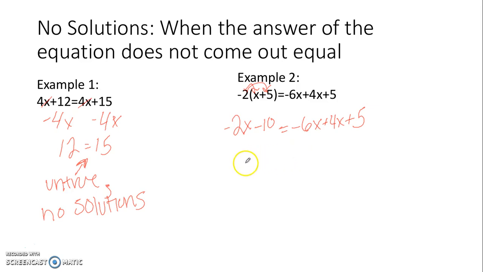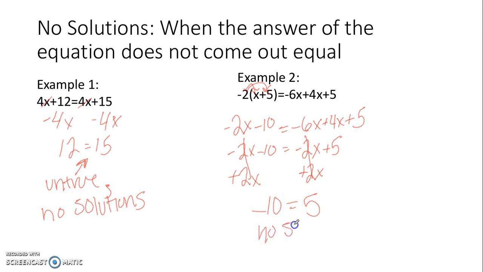Okay, next step, we're going to combine our like terms. On the left side of the equation, there's no like terms. This side we do negative 6x plus 4x, which is equal to negative 2x, and we're adding 5 to that. Now we are going to put the variables on one side, so let's add 2x to both sides. That cancels these out, so we get negative 10 is equal to positive 5. And because that is not true, there are no solutions.